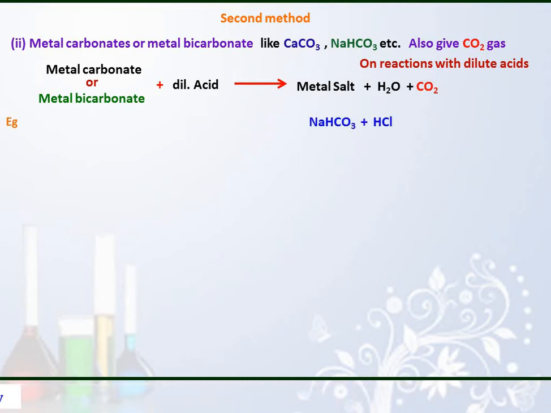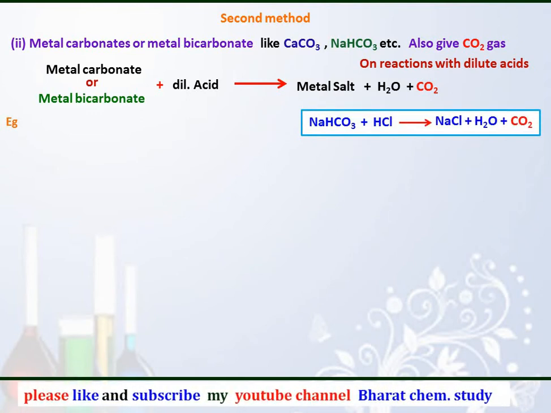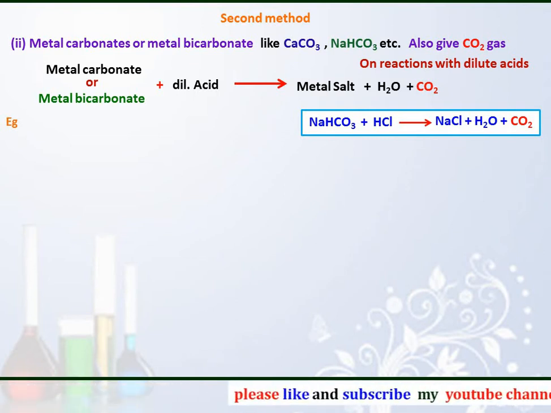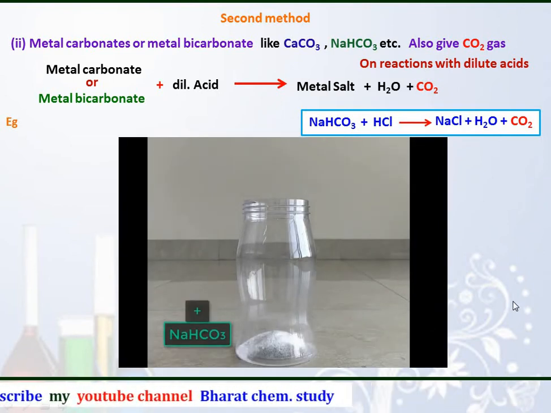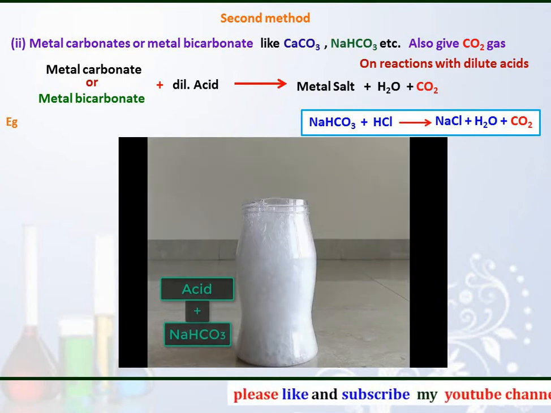when reacted with dilute HCl, it produces sodium chloride salt plus water and carbon dioxide gas. So let's see how carbon dioxide is produced on adding HCl to sodium bicarbonate. Here we are pouring sodium bicarbonate in a beaker and now we are adding acid to it, and you can easily see the formation of effervescence.